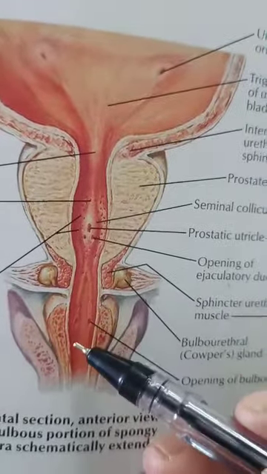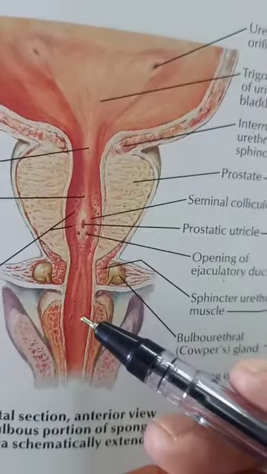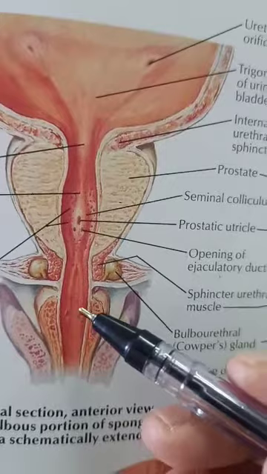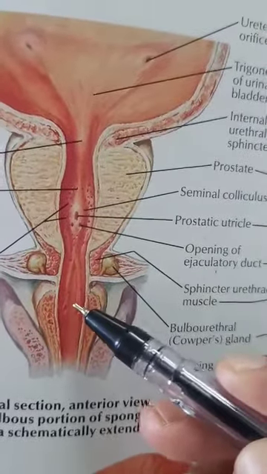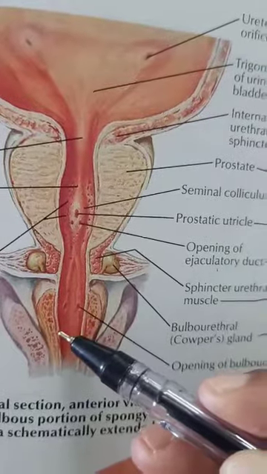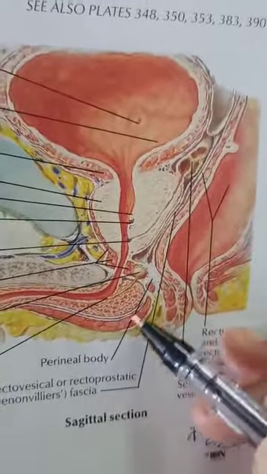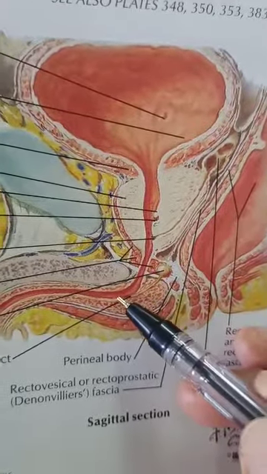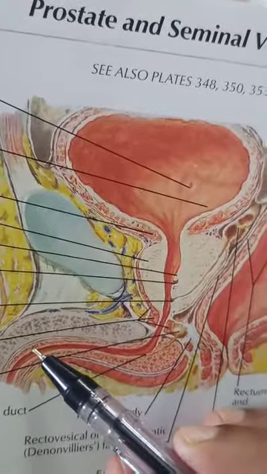The penile part is 15 to 16 centimeters in length, and it passes through the bulb of the penis. This portion is known as the bulb of the penis. In this diagram we can see this portion is the bulb of the penis. So it passes through the bulb of the penis, then passes through the body of the penis.